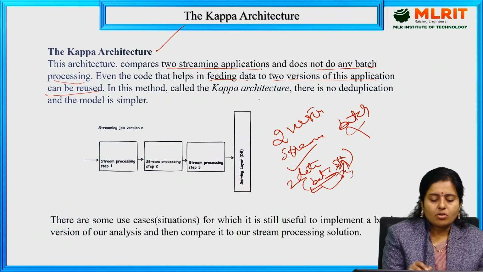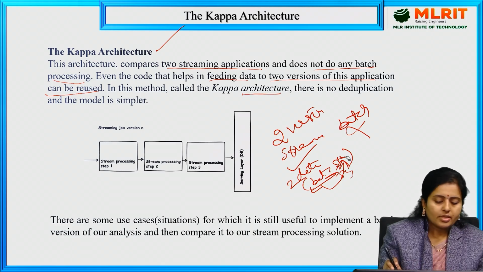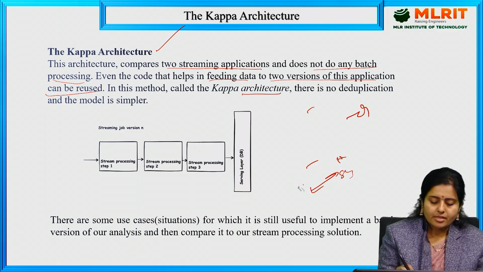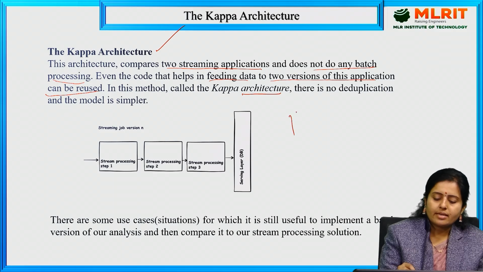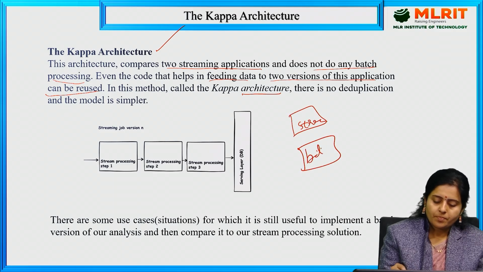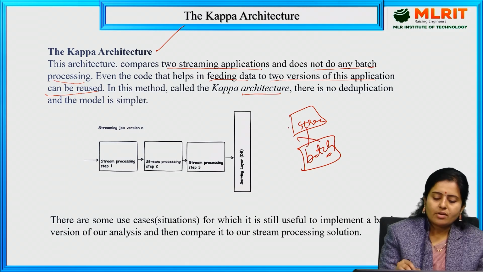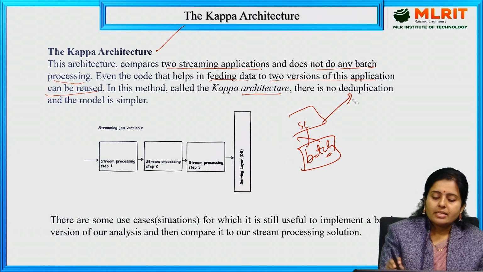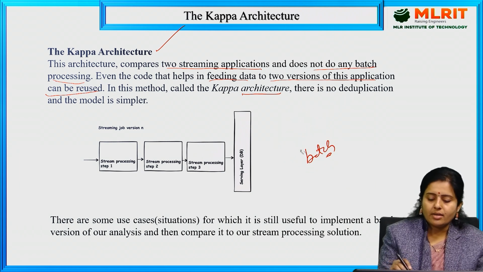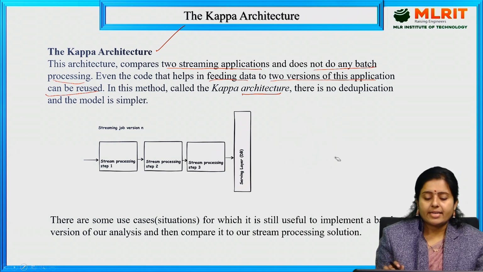In this method, called the Kappa architecture, there is no duplication of the data or model. So it is very simple, we can say. We need not duplicate one stream processing into batch processing, and need not convert stream to batch. So there is no duplication. We can say this model is very simple to handle, and there is no dependency on data sources when compared with the software life cycles.